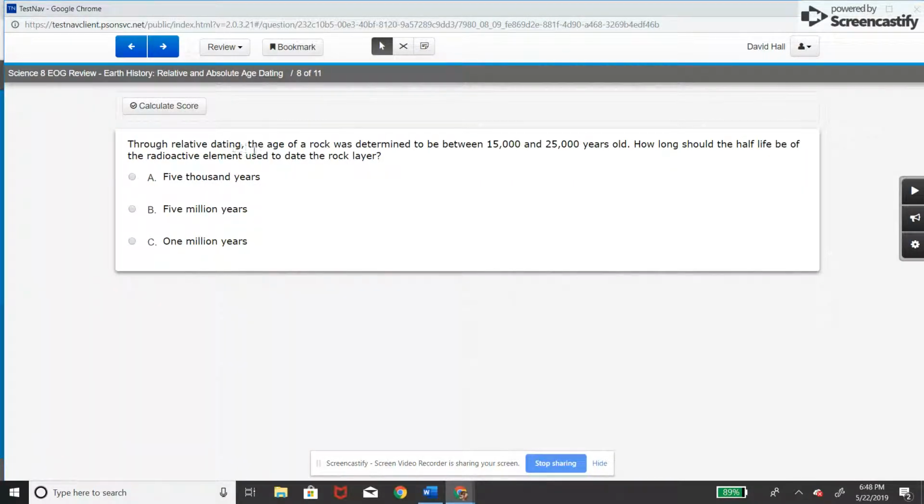Through relative dating, the age of a rock was determined to be between 15,000 and 25,000 years. How long should the half-life be of the radioactive element used to date the rock layer? If it's 1 million or 5 million years, this is going to be some terrible decimal amount of a half-life, which we don't like, decimals or fractions are hard to deal with. But if it's 5,000, that means it's going to be 3 half-lives up to 5 half-lives, which is a much easier way of determining that.